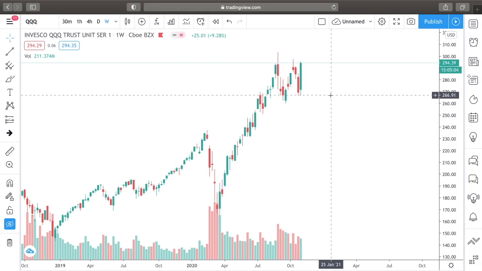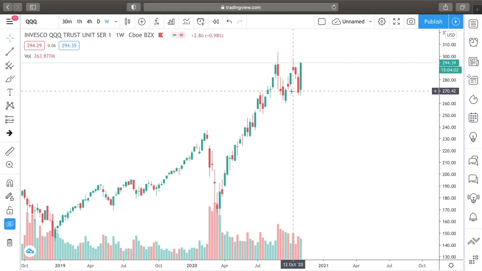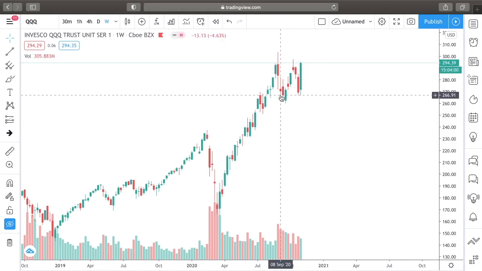One thing that I want to highlight on this weekly time frame for the Nasdaq is this price level at around 266. So if you take a look at this price level of 266.91, you'll notice that the low for this week and the low for last week were both at this price level of around 266.91. And in fact, if we take a look at the other candlestick, such as this candlestick over here and this candlestick over here, you'll see that the low for this candlestick and the closing price for this candlestick was also at this price level of 266.91.